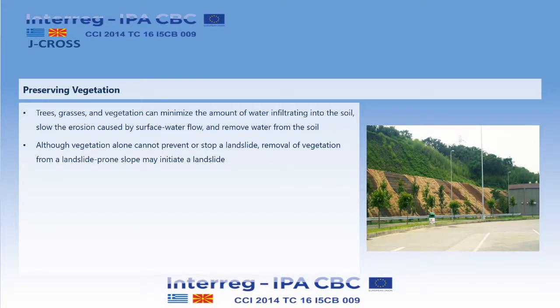Trees, grasses, and vegetation can minimize the amount of water infiltrating into the soil, slow the erosion caused by surface water flow, and remove water from the soil. Although vegetation alone cannot prevent or stop a landslide, removal of vegetation from a landslide-prone slope may initiate a landslide.